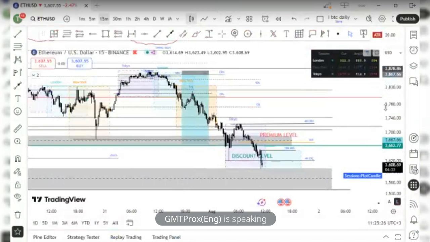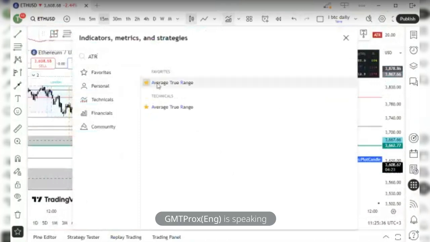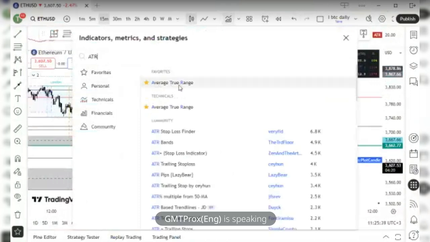If you go to your indicators, search for something called the ATR, average true range. This one, average true range. It measures the volatility of the market, with an average of 14 candlesticks, and then you will know how far price can go. So it will give you a very clear stop loss. And once you get your stop loss, it means you have got your TP.